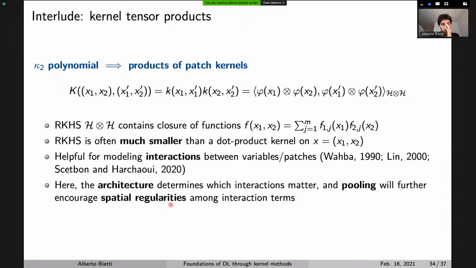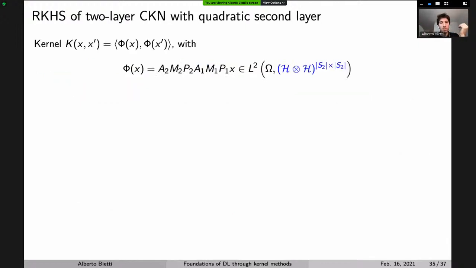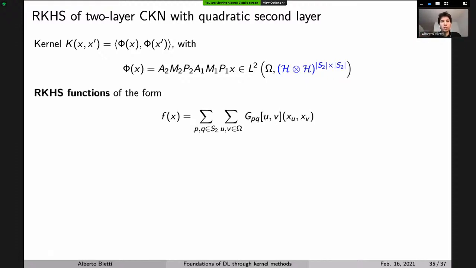And so what you can do here is look at both the pooling and the patch sizes and see how they encourage additional regularities between these interaction terms. I have a slide to briefly talk about it, but it's a little ugly. When you use a quadratic kernel at the second layer, you have a feature map whose outputs are in this space. So instead of having only H, you have this tensor product, and then you have a certain number of them, which depends on the size of the patches of the second layer. And the functions that you get actually capture these pairwise interactions. So here, if you ignore this first sum, you have functions that depend on the locations U and V, and they look at different patches at locations U and V, for all possible pairs of positions in the image or the signal.